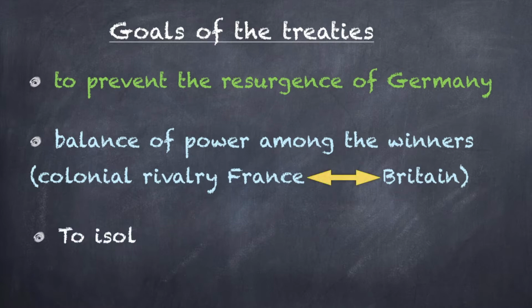And to isolate Russia. In this country, after the Bolshevik Revolution, a communist regime was established, and the Allies, capitalist countries, feared that the eventual spread of this revolution and kind of economic system could affect them.